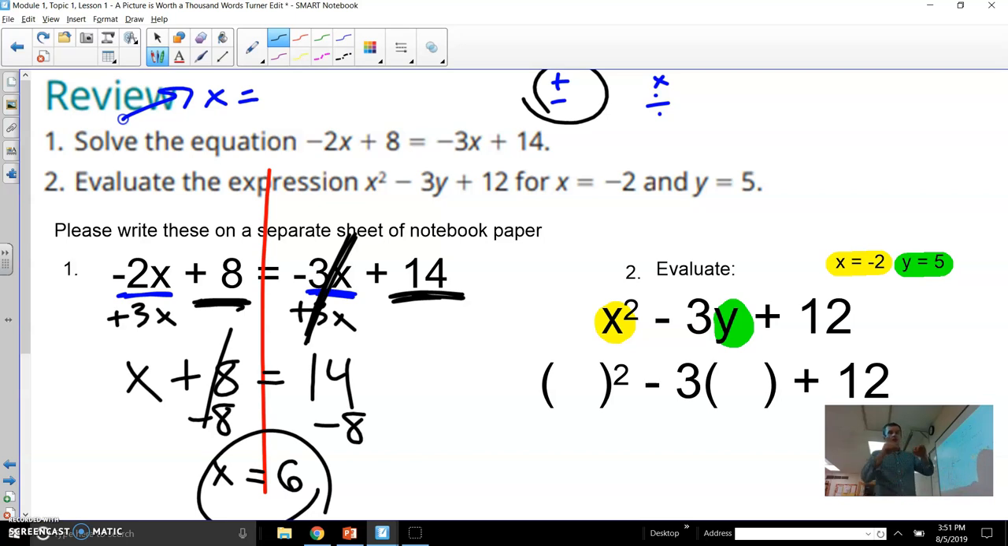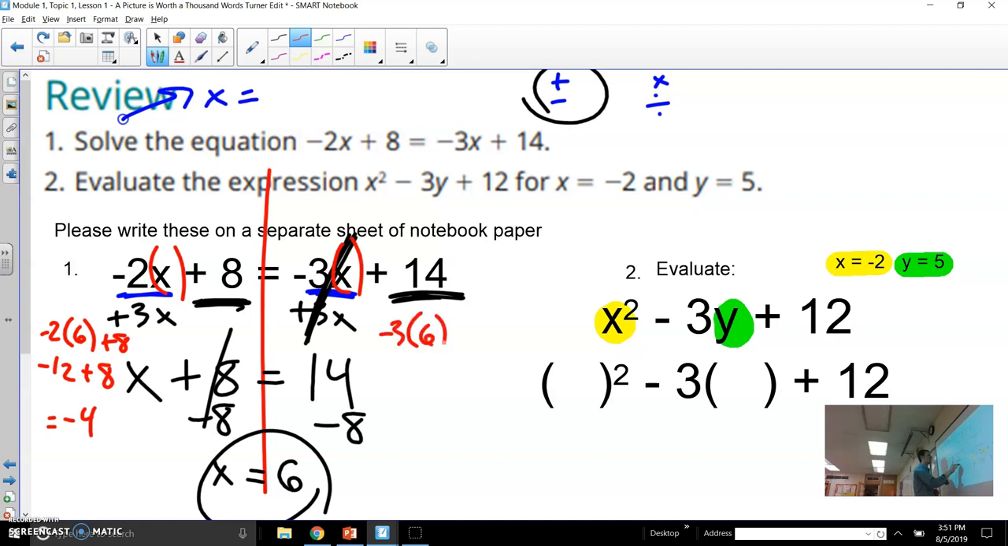So what I want to do here is check my work, and I want that to lead us into the idea of evaluating, which is what number 2 is. If x equals 6 is correct, that means that if I replace x with 6 in the problem, for example, negative 2 times 6 plus 8, negative 2 times 6 is negative 12, and if you add 8 to that, you get negative 4. Okay? But similarly, on the right side, negative 3x, or negative 3 times 6 plus 14, negative 3 times 6 is negative 18, and if you add 14, again, you get negative 4.